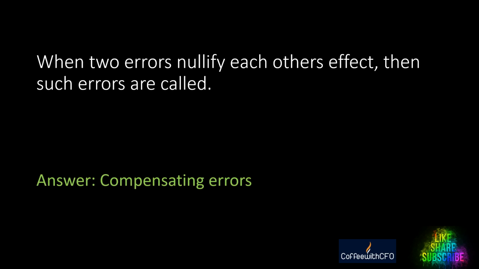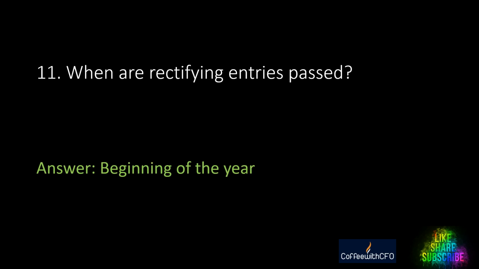When two errors nullify each other's effect, then such errors are called dash. The answer is compensating errors. Compensating errors nullify each other's effect. Next, when are the rectifying entries passed? The answer is the beginning of the year.